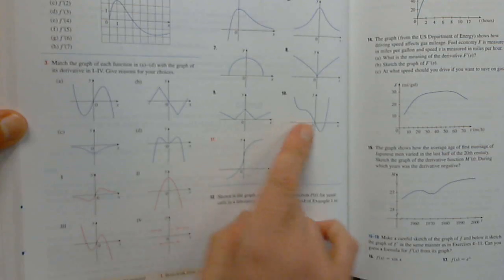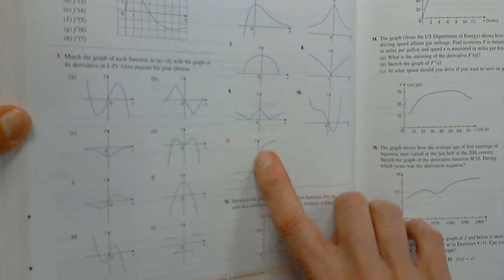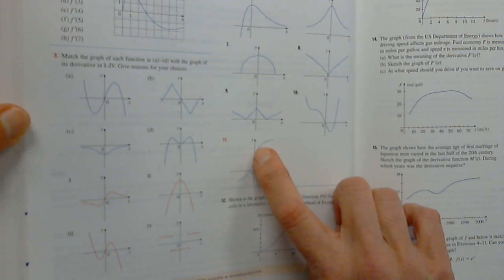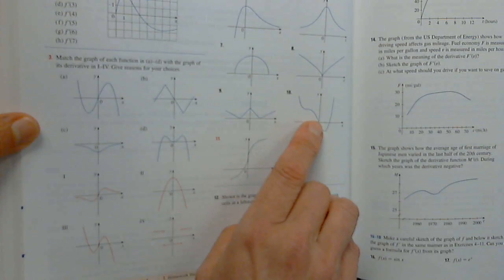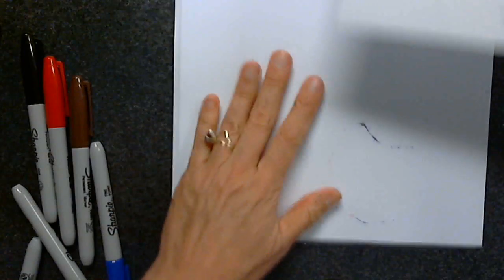Now, maybe we should look at one more. So exactly the same thing. This is a vertical tangent at 0. So the derivative does not exist there. So maybe we should also look at problem 10. Let's do one more so we can have a better idea.